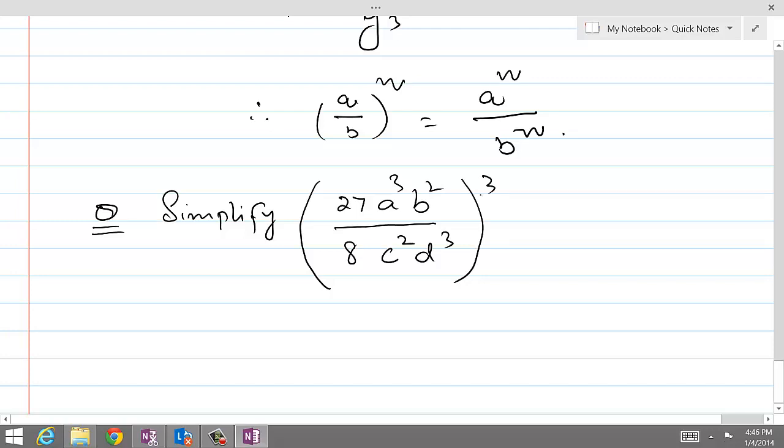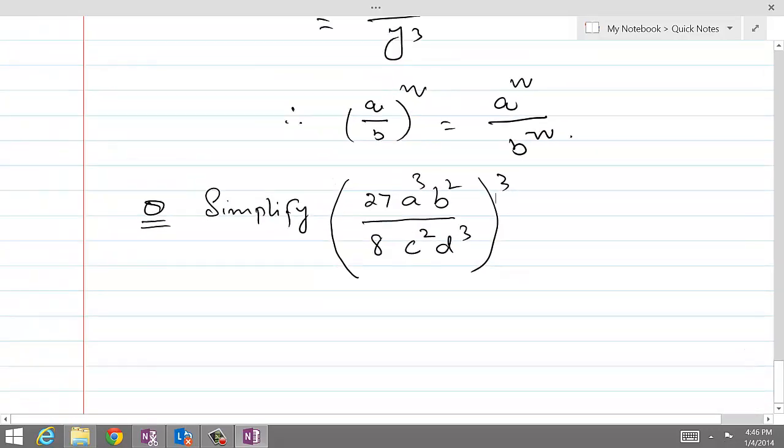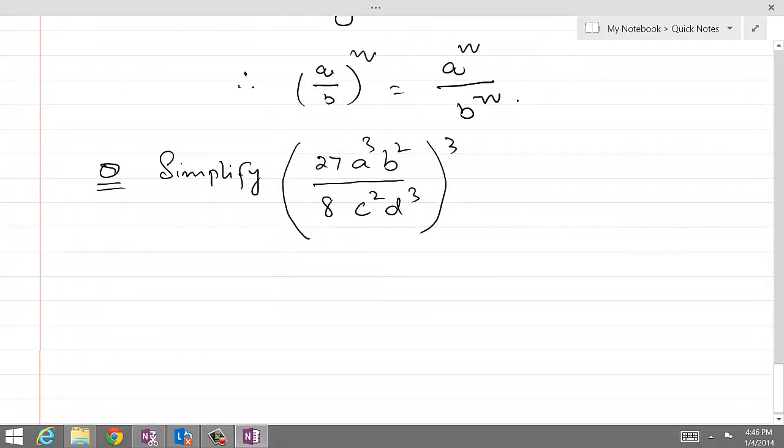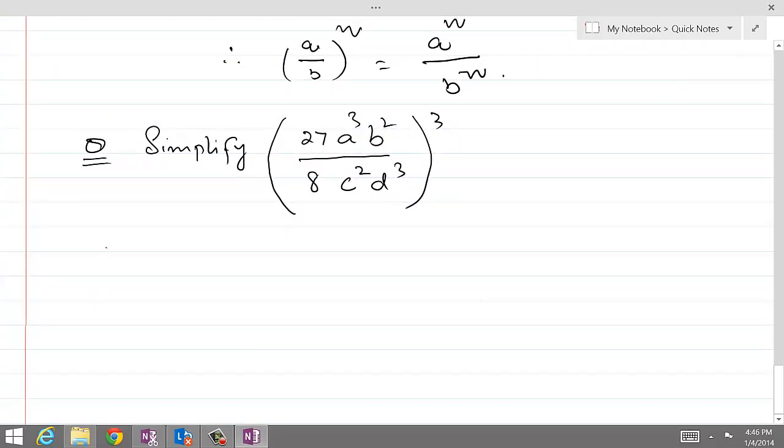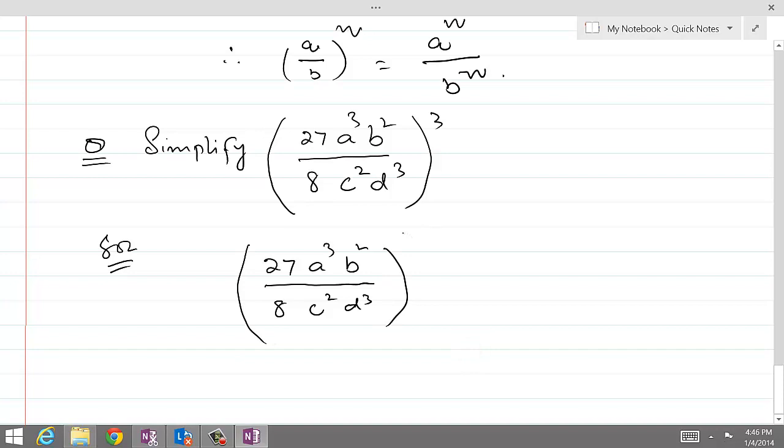Now, as we have learned, if there is a power outside the bracket, then everything inside the bracket gets the same power. So if we were to solve this one, (27a³b²/8c²d³)³, let's distribute this power to each one of the numbers in the base. The whole 27a³b² divided by 8c²d³ is the base.